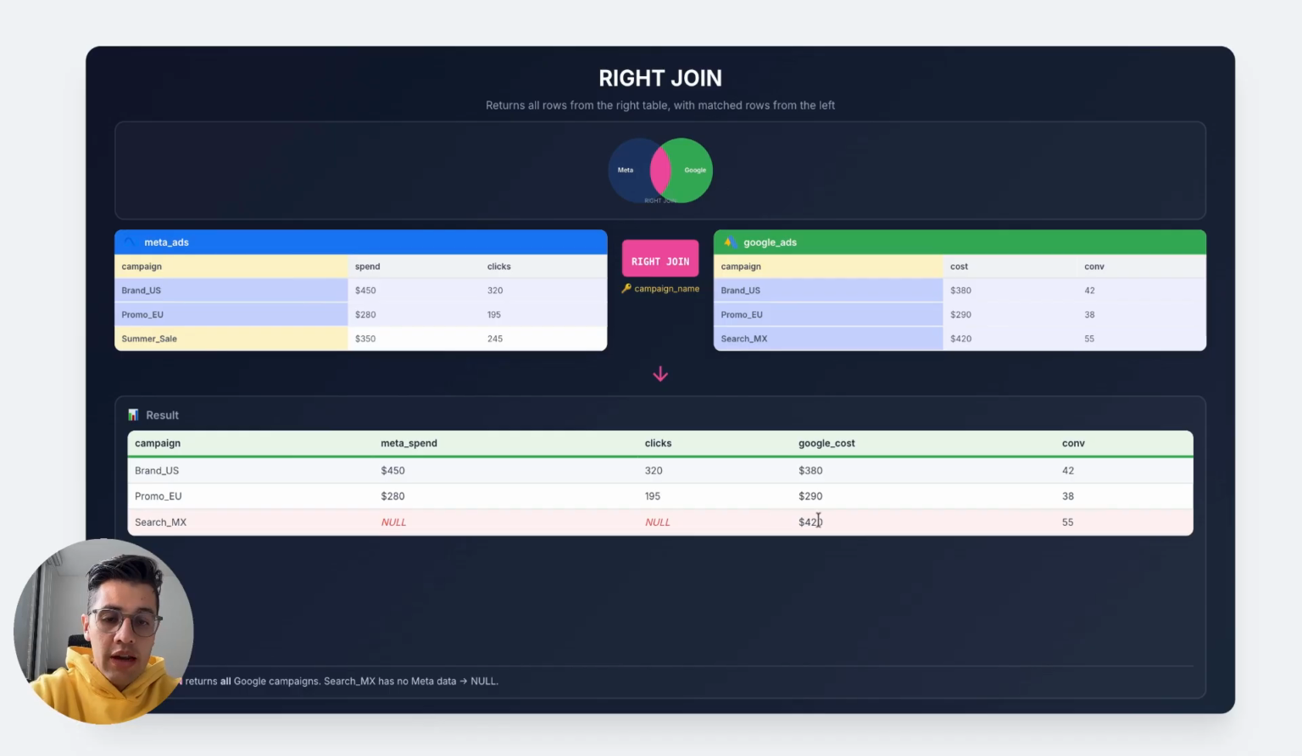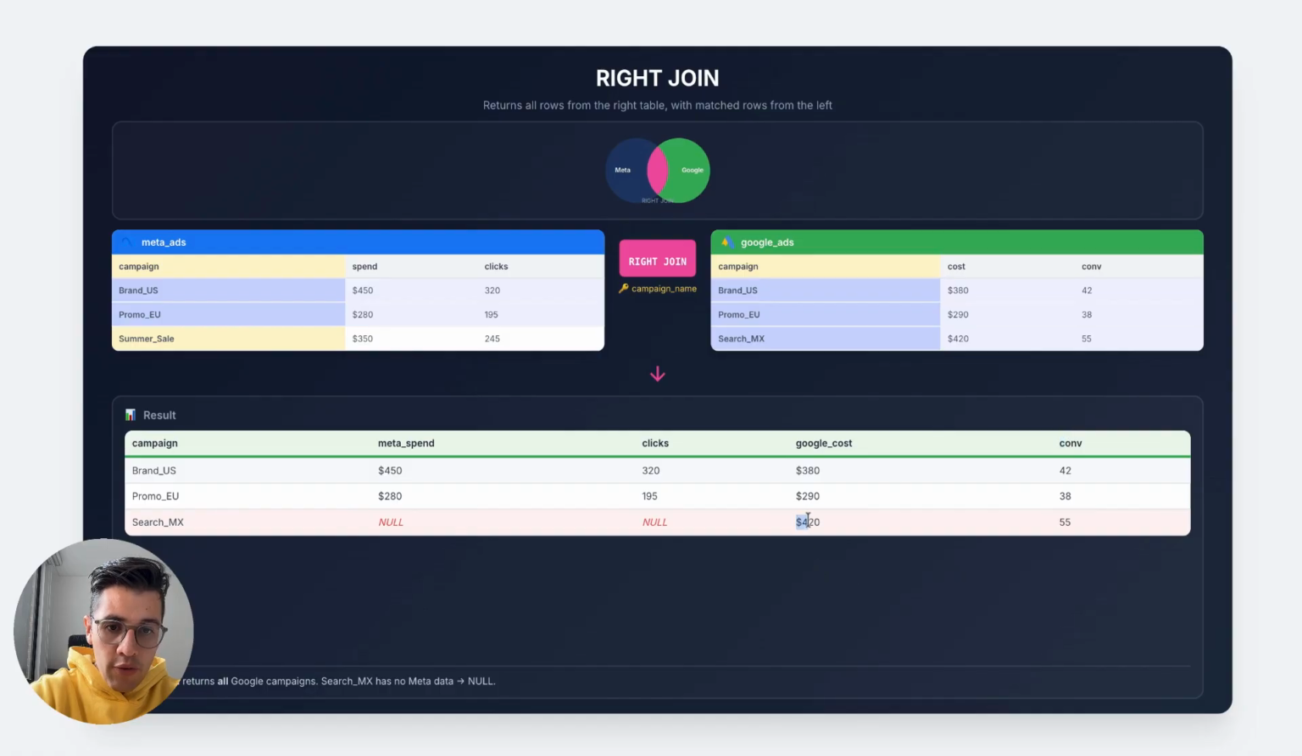But if you see here in the Google cost and conversions, we have 420 that matches this 420 of cost in Google Ads and 55 conversions. That matches the number of conversions inside the Google Ads table. And this is how the tables will behave when you are doing right joins.